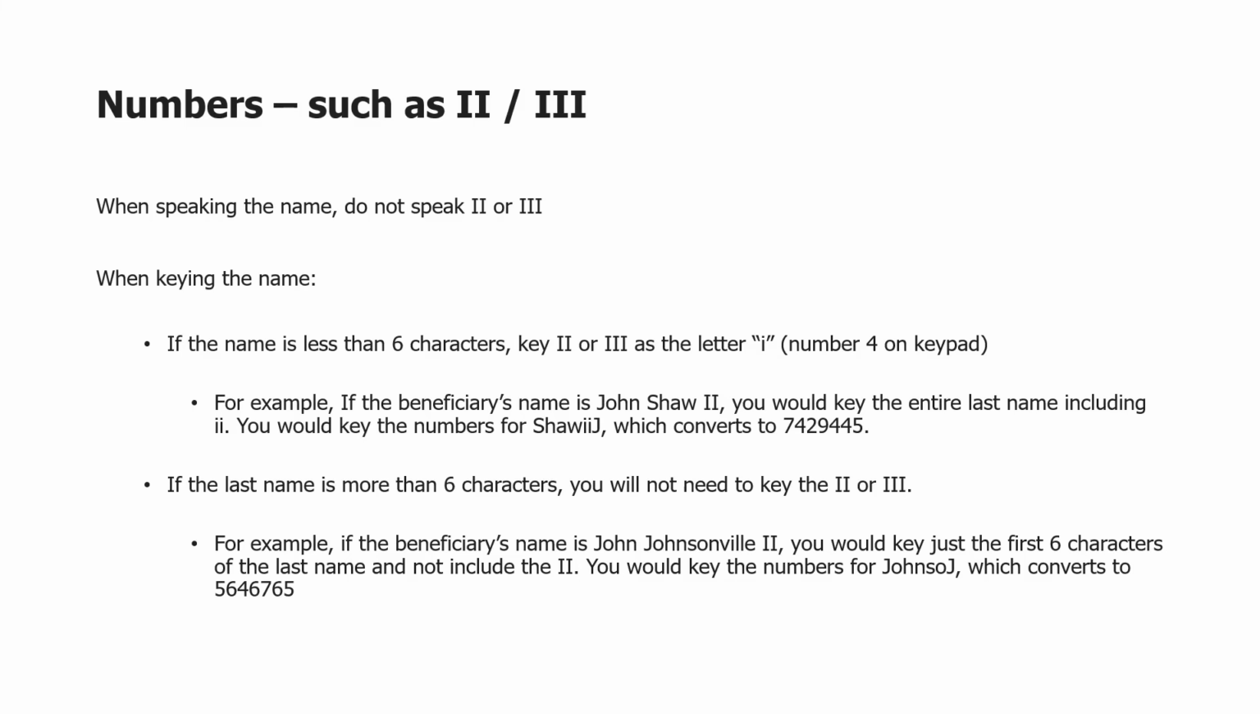For example, if the beneficiary name is John Johnson Willie 2, you would key just the first 6 characters of the last name and not include 2. You would key the numbers for Johnso, J, which converts to 5646765.